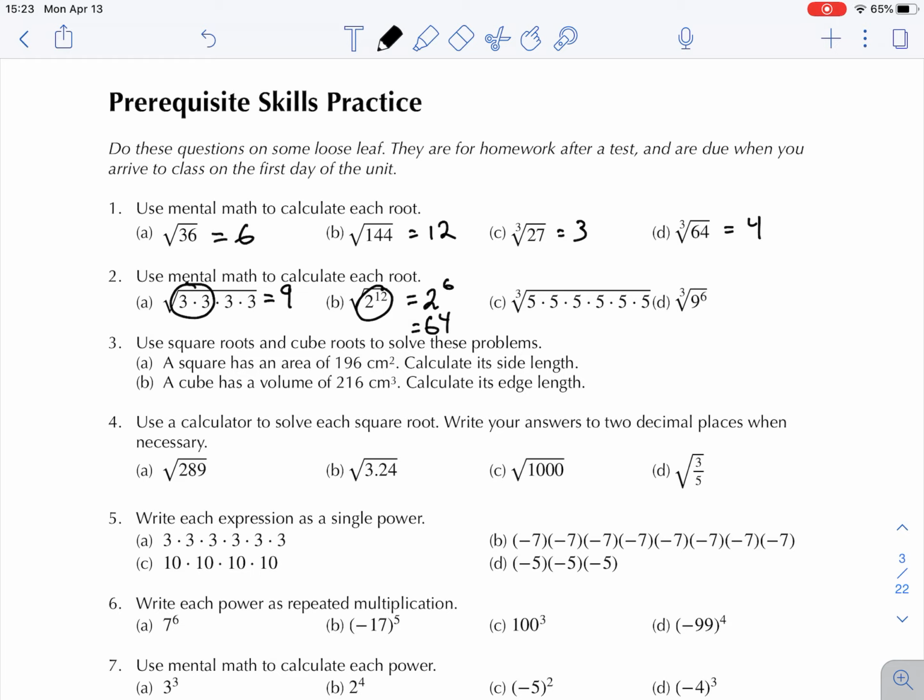We divide it into 2 equal groups. Cube root, we divide into 3 equal groups. So 1, 2, 3 equal groups of factors. So the cube root of this number will be 5 times 5, or 25. This question, the cube root of 9 to the power of 6, we divide the exponent by 3 to get 9 squared, which will be equal to 81.